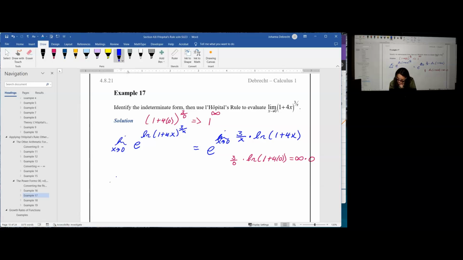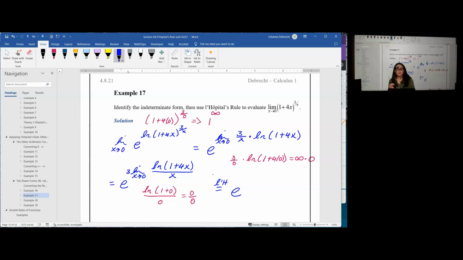Let's go ahead and rewrite it now. This gives me e to the 3 times the limit as x approaches 0 of the natural log of that expression, all divided by the variable. Now I need to reevaluate because I have a fraction. When I reevaluate this time, I have the natural log of 1 plus 0, which goes to 0 over 0, which is a basic form.